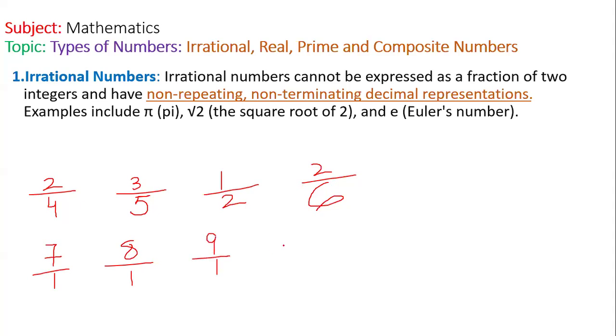And we can express this as 10 over 1. So all whole numbers are not irrational, and fractions are not irrational. If you have a whole number or a fraction, these are not considered to be irrational numbers. So what are irrational numbers?